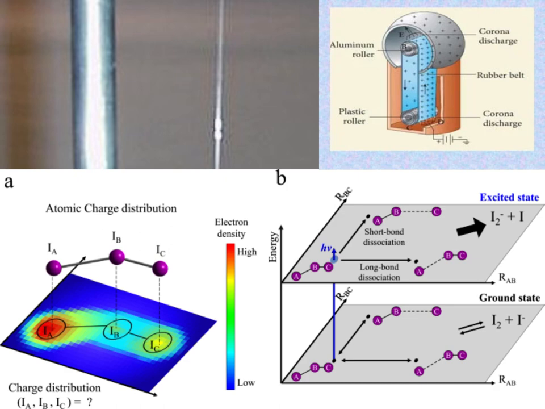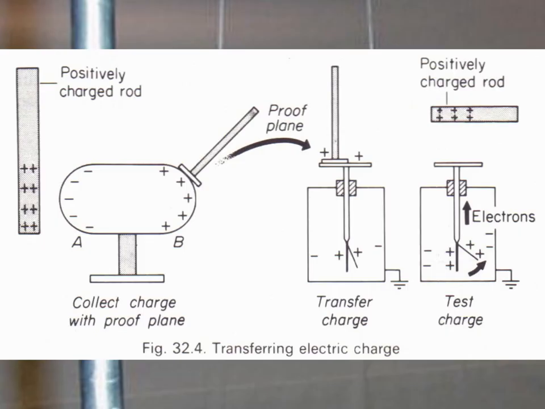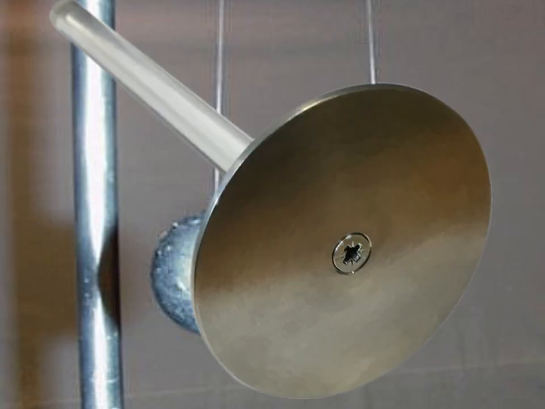Then charges can also be transferred. For transfer of charges, when you take a sample of charges from one place to another, we say it has been transferred. This is done by proof plane. This proof plane is a spherical metal fastened to an insulating handle. It takes sample by contact or by conduction.